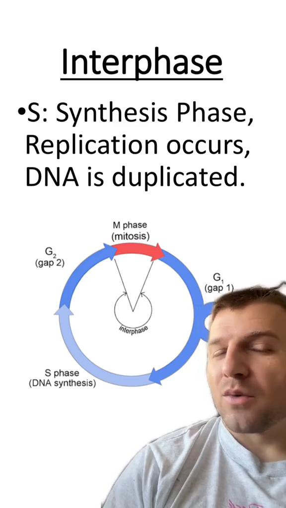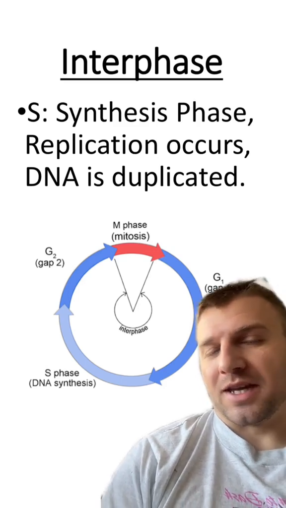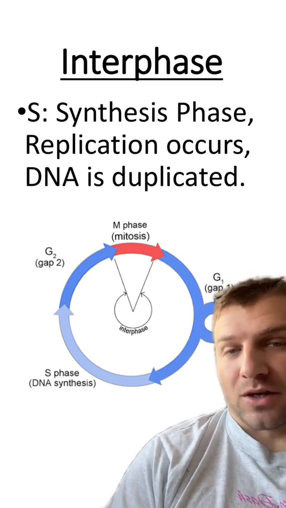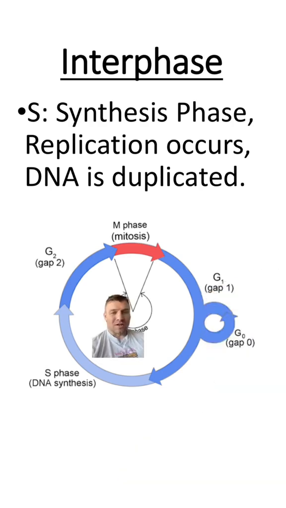The S phase, otherwise known as the synthesis phase, is when replication occurs. This is when DNA is going to be duplicated, hence it being called the synthesis phase. Per our illustration, this portion represents the S phase.